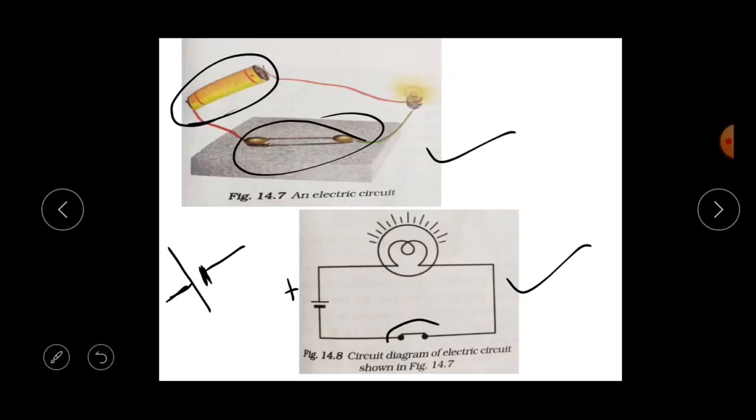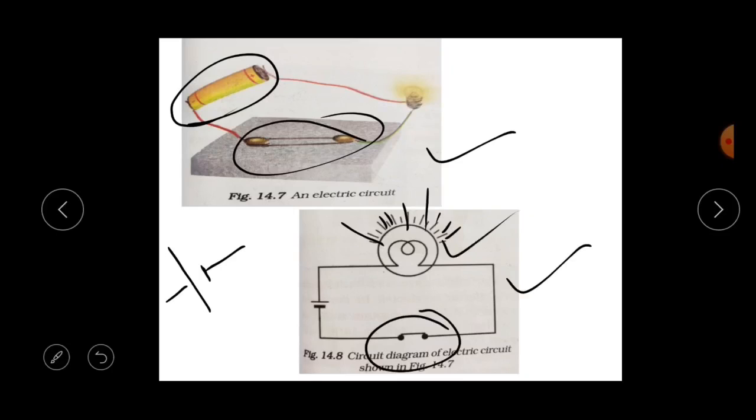Next is here. What is this, children? Yes, it's a switch. It is in which position? On position, means it is a closed circuit. So it is a closed circuit, means the current is flowing here. So what is this? It's a bulb. It's the symbol of bulb, like this, isn't it? It's the symbol of bulb, and here you can see that it's glowing. You can see that, means it's a closed circuit.